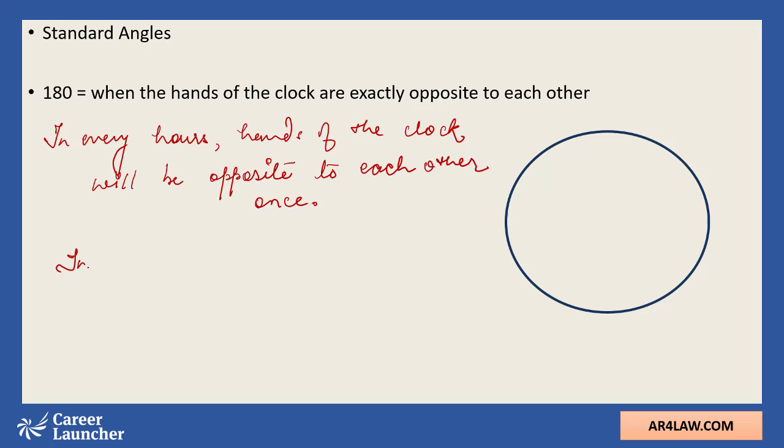So in 12 hours, the answer is again 11 times, not 12 times. Why? Because again we have an exception. Here our exception is 5 to 7 p.m. Let's understand this. The scenario at 5 o'clock is that our hour hand is at 5 and our minute hand is at 12. The minute hand is behind the hour hand.